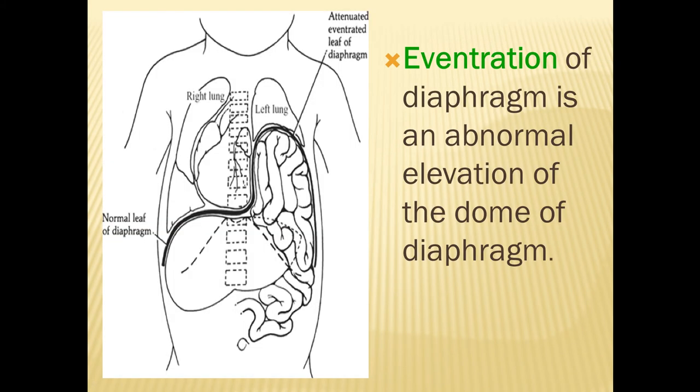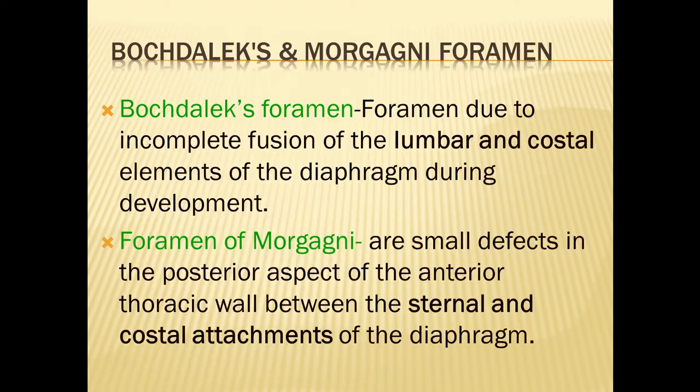There is one more term that is known as eventration. Eventration of diaphragm means it is an abnormal elevation of the dome of diaphragm. See, this is the elevation of the dome of the diaphragm, that is known as eventration of diaphragm. Now, a very important point over here, we are going to discuss the two foramens. One is the Bochdalek foramen, and another is the Morgagni's foramen.